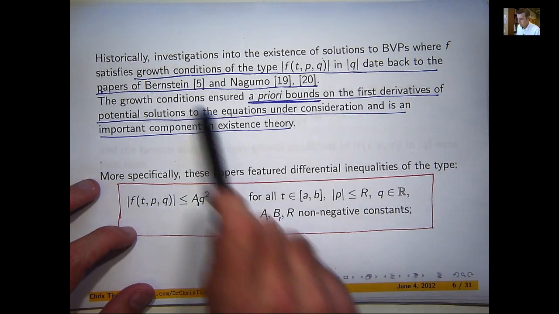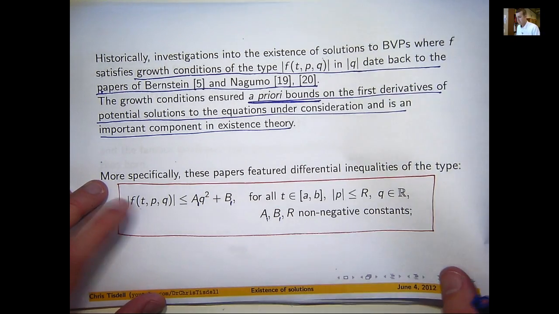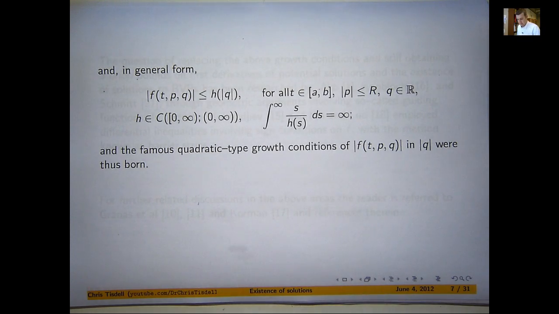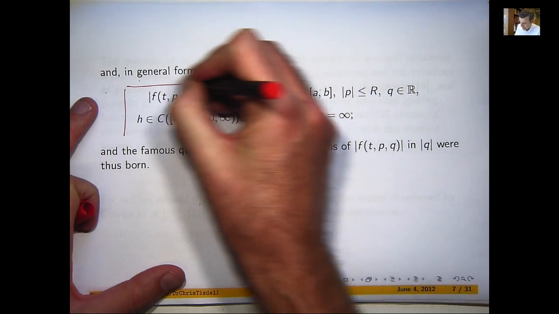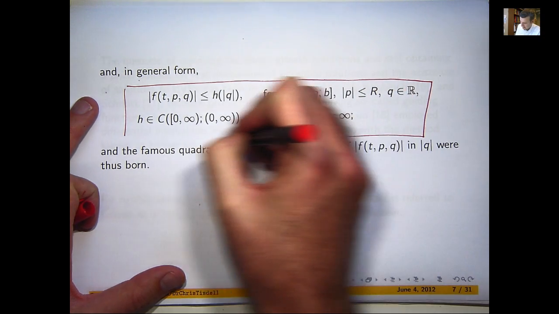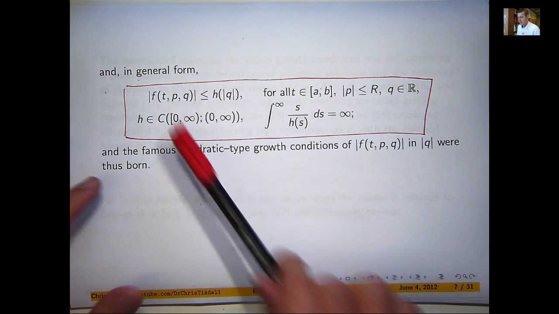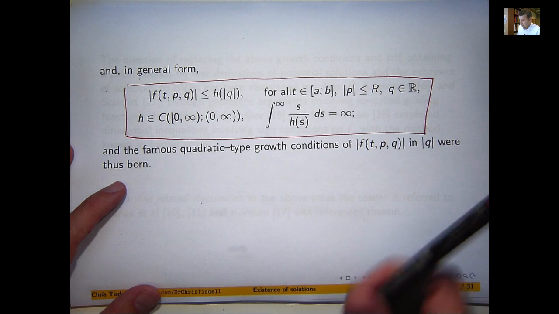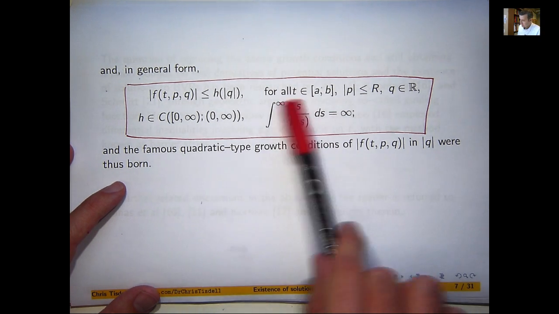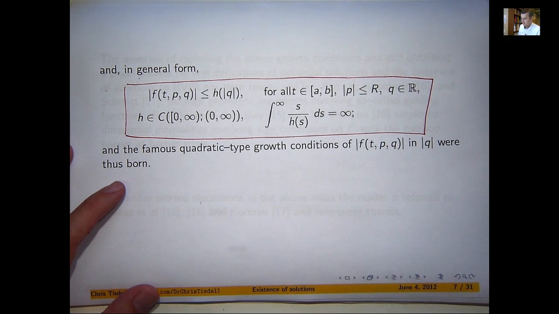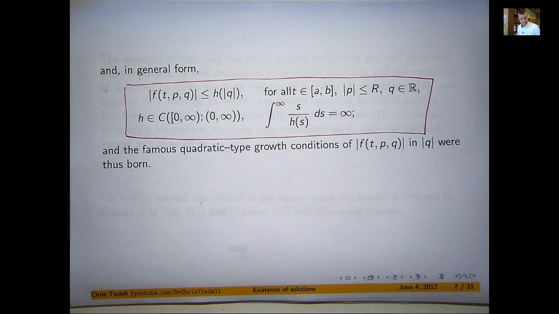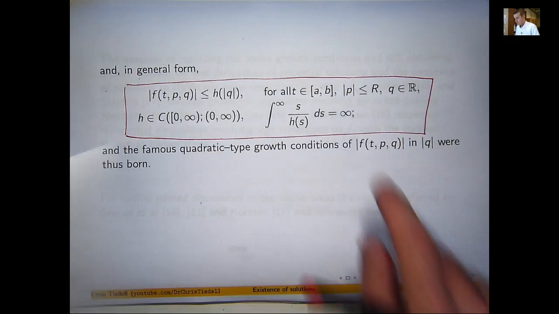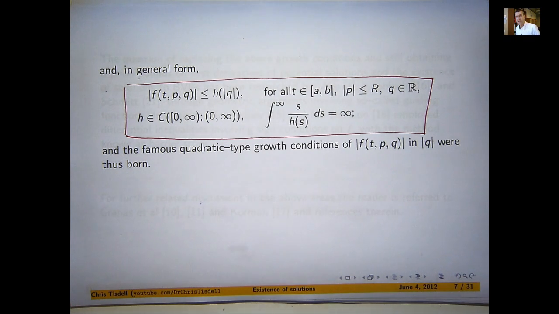Okay, well, Nagumo must have read Bernstein's paper, because Nagumo picked up on this and generalised it. So Nagumo introduced the following condition. f satisfies this sort of growth condition for some positive valued function h, and this sort of improper integral diverges. Okay? So these are two very important conditions, both Bernstein's and Nagumo's, that are used all the time in the existence theory for these two-point boundary value problems.